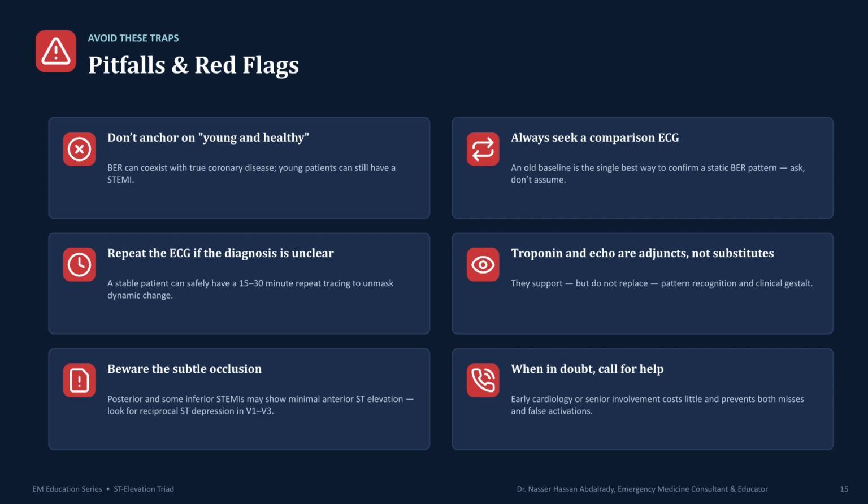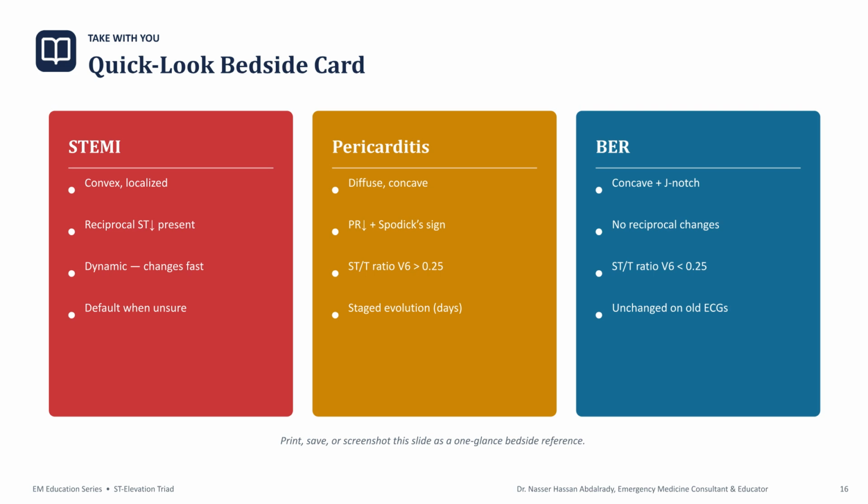Let's review common pitfalls. Avoid anchoring on the idea that a patient is young and healthy. BER can coexist with coronary disease, and young patients can still have a STEMI. Always request a comparison ECG to confirm a static pattern, and remember that troponin and echo are helpful adjuncts, not replacements for clinical judgment. This video features a quick look bedside card.